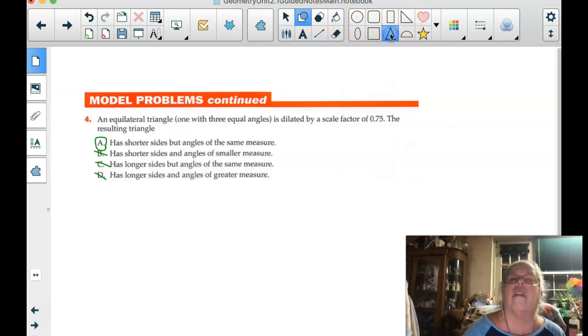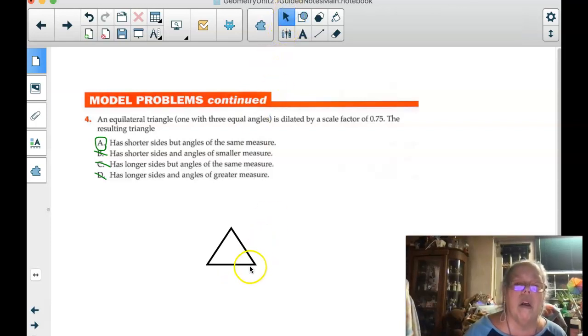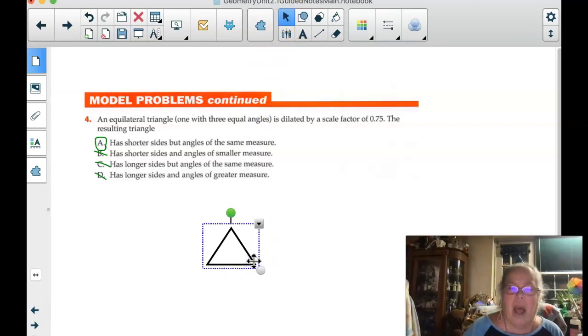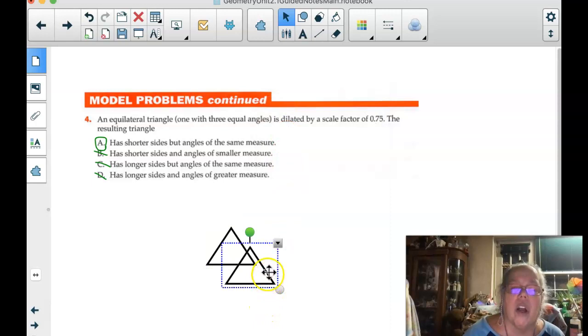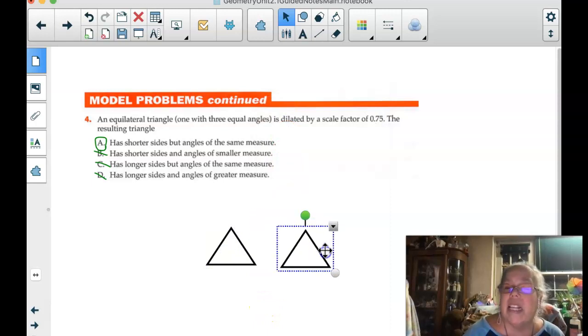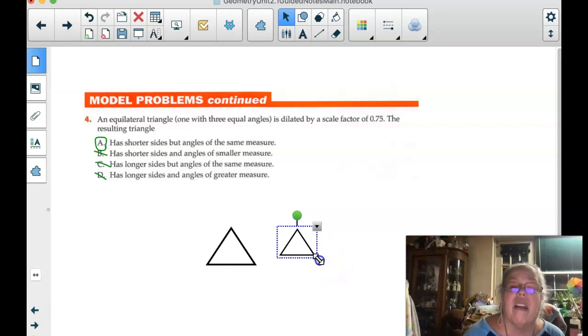Okay. This is semi-equilateral. You'll have to forgive me. All right, so there's triangle number 1. And I am going to duplicate it. Okay, so look. I am going to scale it by a factor of 0.75. Okay, the resulting triangle is smaller, but look.